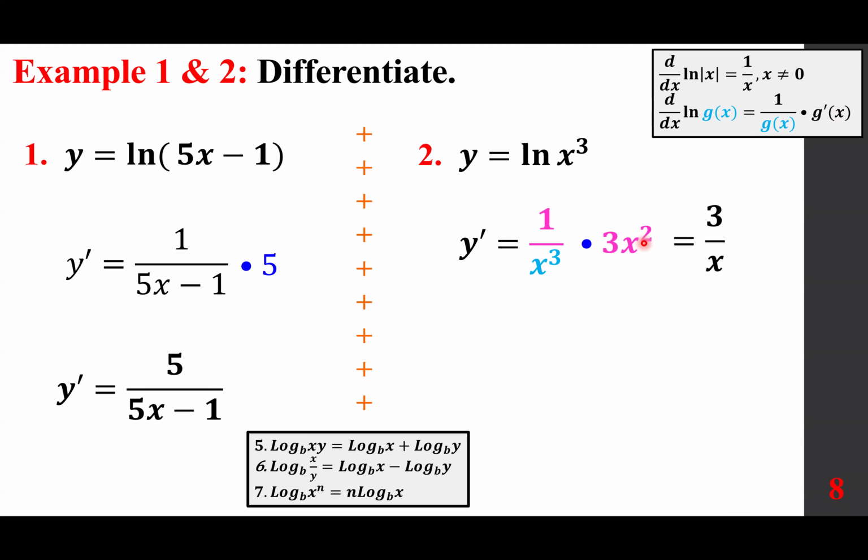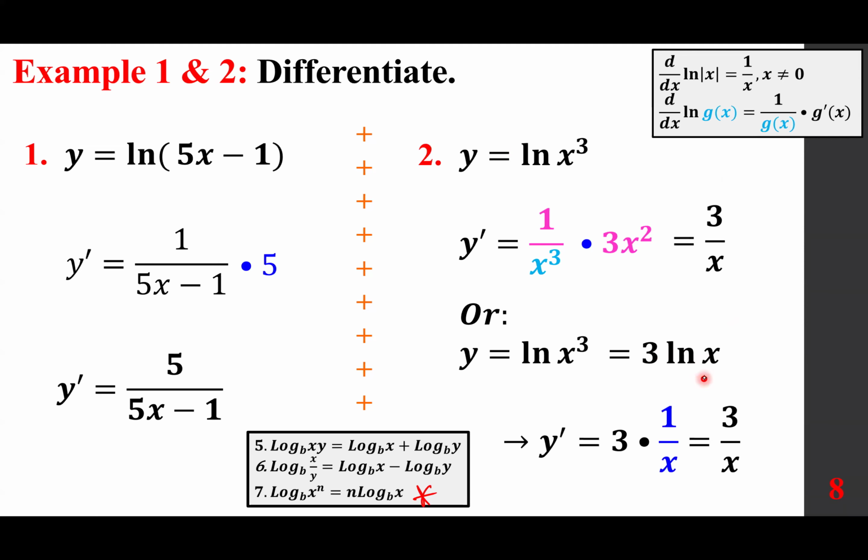However, we could use number 7, the power rule, put number 3 in front, and say, well, I'm going to differentiate this. I already know the derivative of ln x is 1 over x, so 3 times 1 over x. By the way, we are assuming that x is in the proper domain. That means x is larger than 0. Otherwise, you have to use the absolute value.